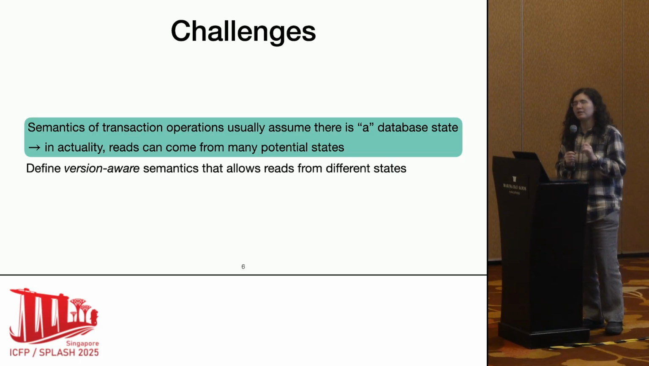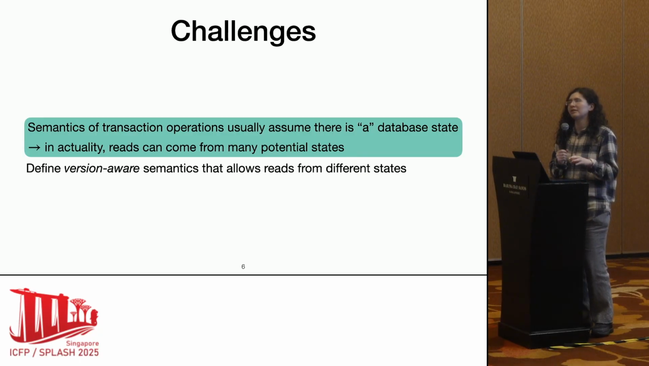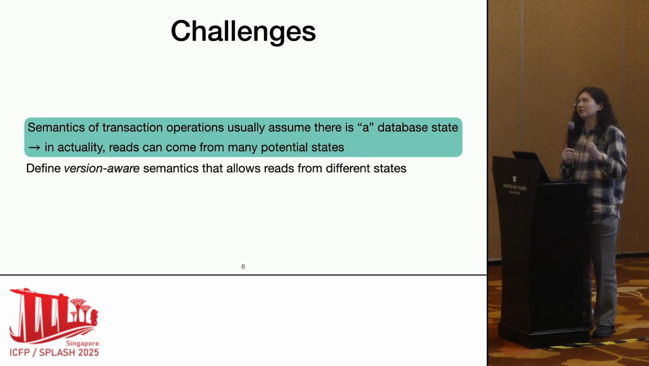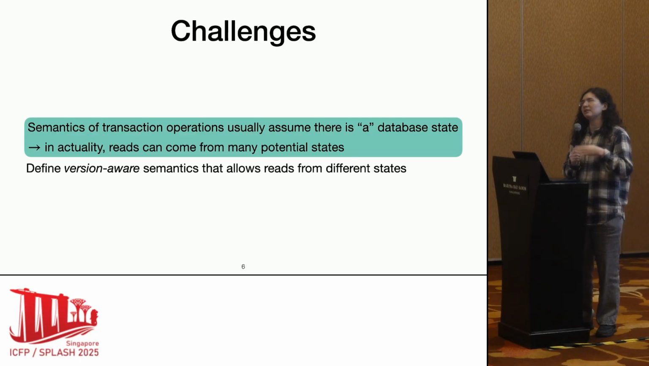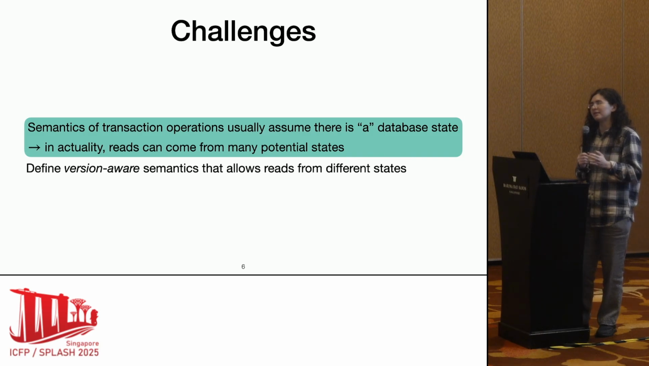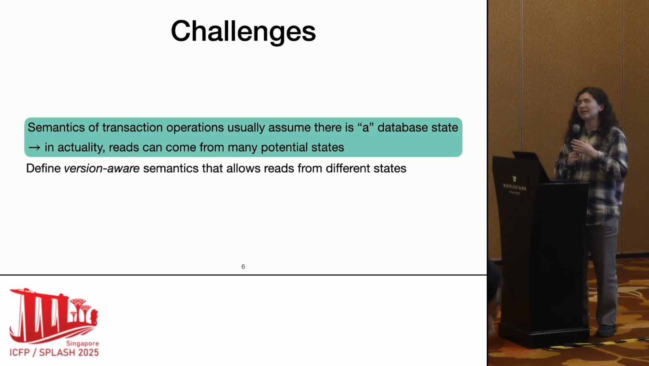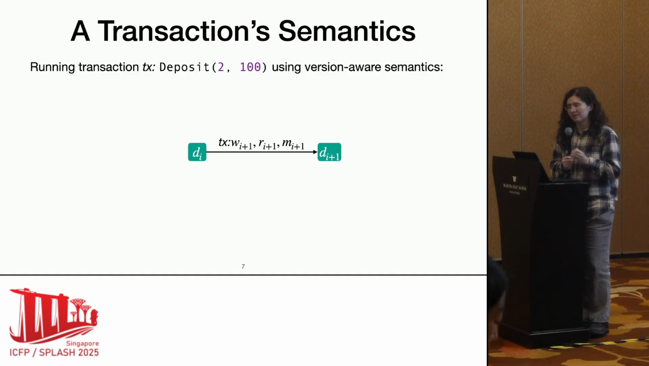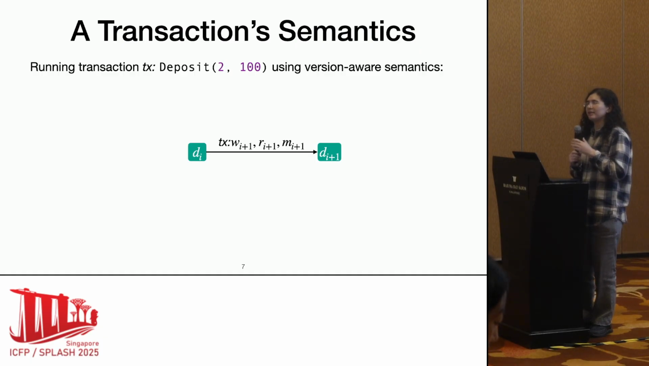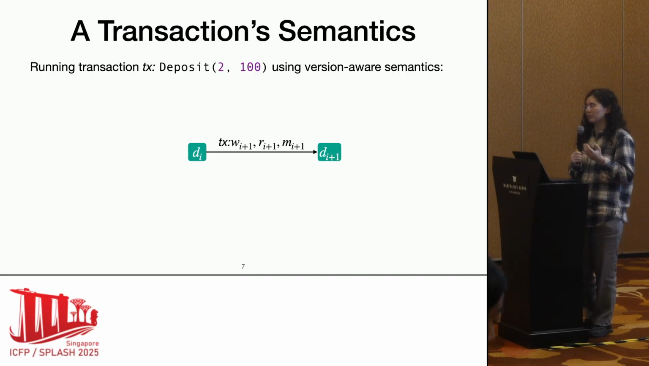The way that we deal with this is we take our original semantics that only allows transactions to read from a single database state, and we lift it to a version-aware semantics that allows the transaction to read from any of a set of database states. The idea for the version-aware semantics is basically that it lets us, as I mentioned, execute transactions with respect to a set of potentially readable states.